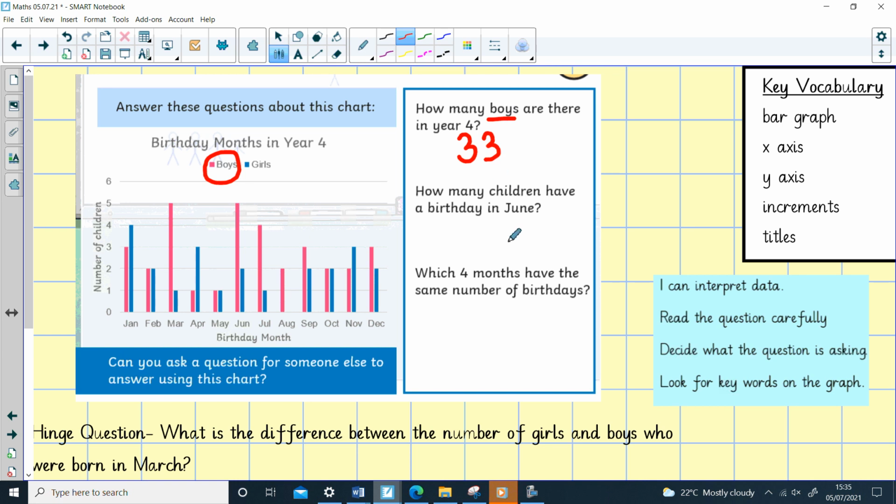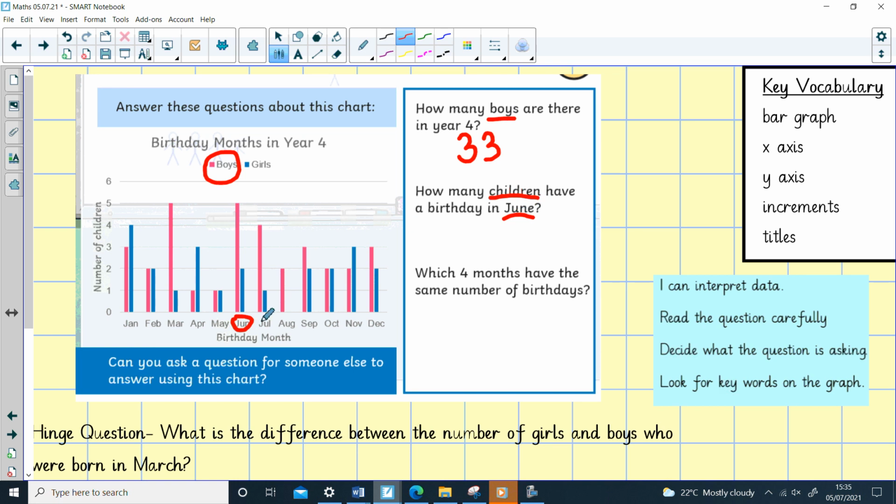How many children have a birthday in June? So I'm looking at June, really important. It's talking to me about June, and it's also talking to me about children. So it's not asking for boys or girls, it's asking for children. So it's the total number of boys and girls.